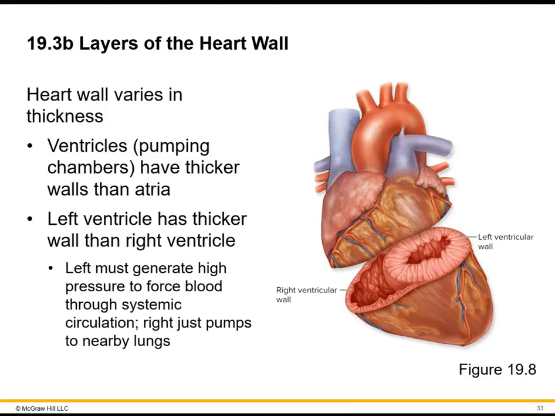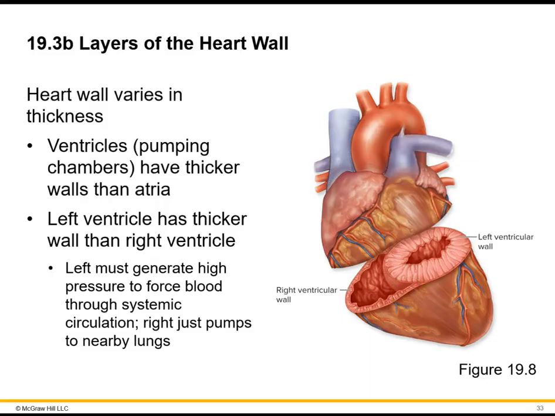All right, now let's talk about the heart wall. The heart wall is going to vary in its thickness throughout the heart. So the ventricles are going to have thicker walls than the atria do, and the left ventricle is going to be much thicker than the right ventricle is. And the reason for that has to do with which circuit each one of these ventricles supplies.